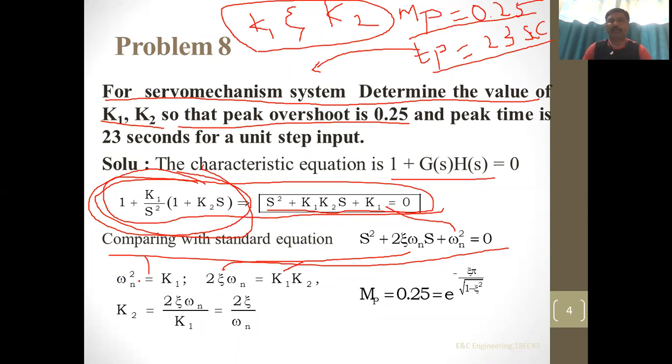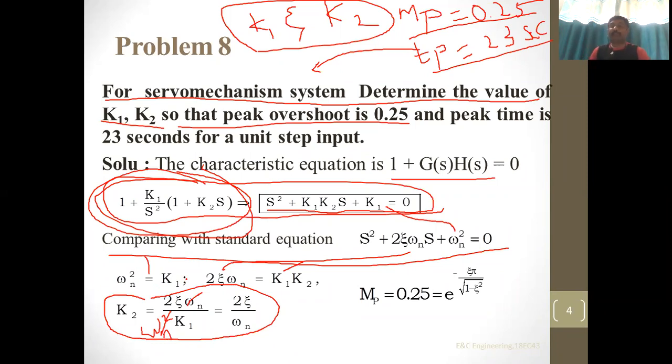That also we can do. Or 2 xi omega n is equal to K1 into K2, or K2 is equal to 2 xi omega n divided by K1. Now what is K1? K1 we shall substitute as omega n square. Is it okay? Where I may cancel one omega n with this. Left out is 2 xi divided by omega n. K2 is 2 xi by omega n, wherein K1 is omega n square.